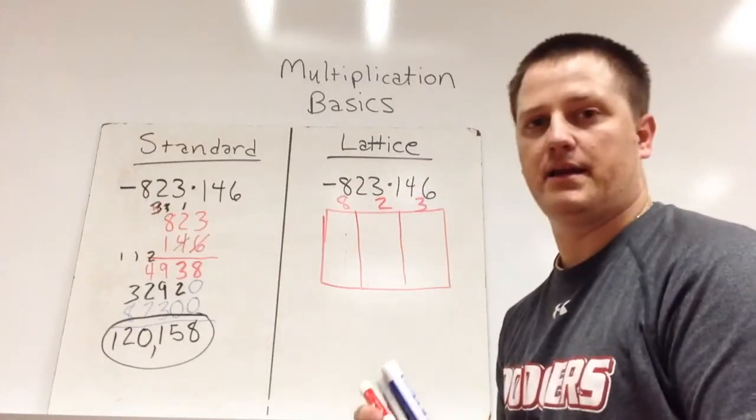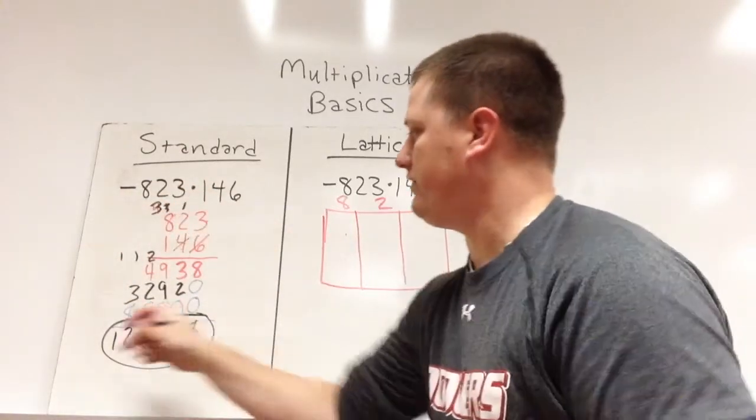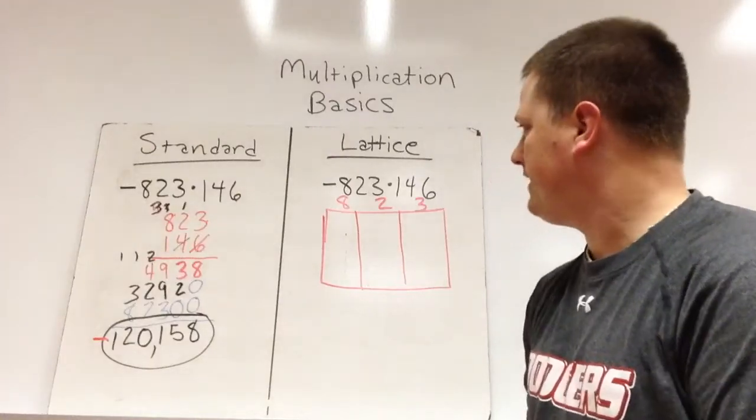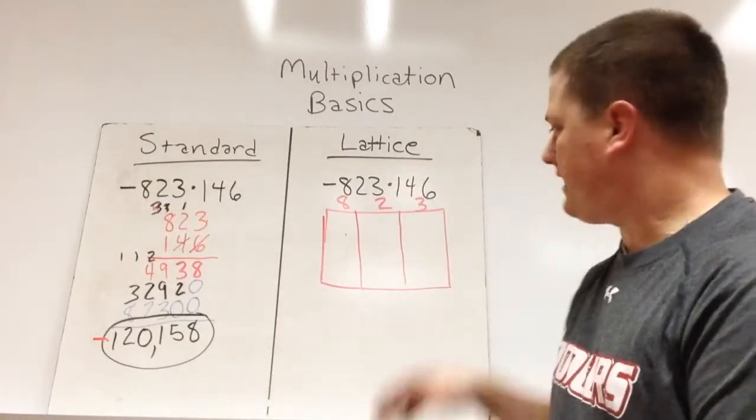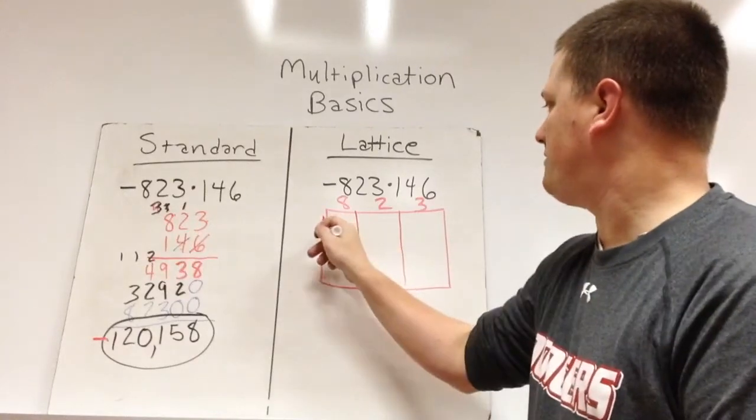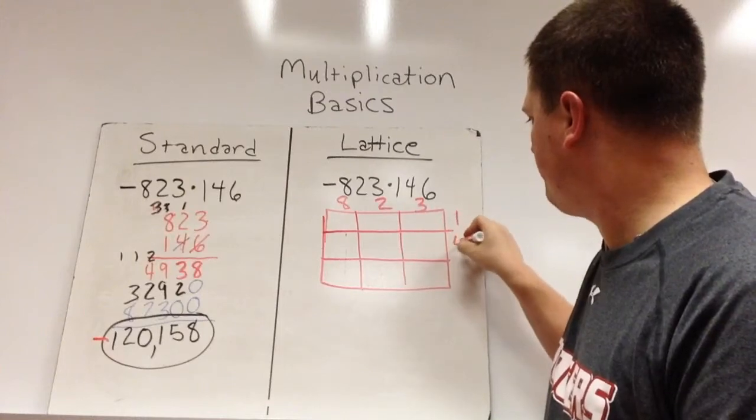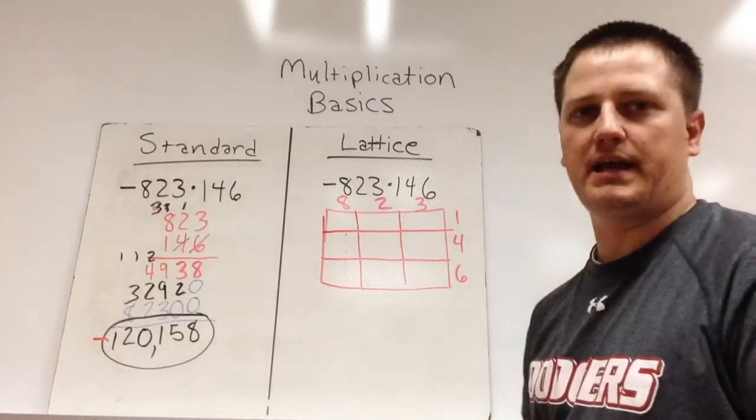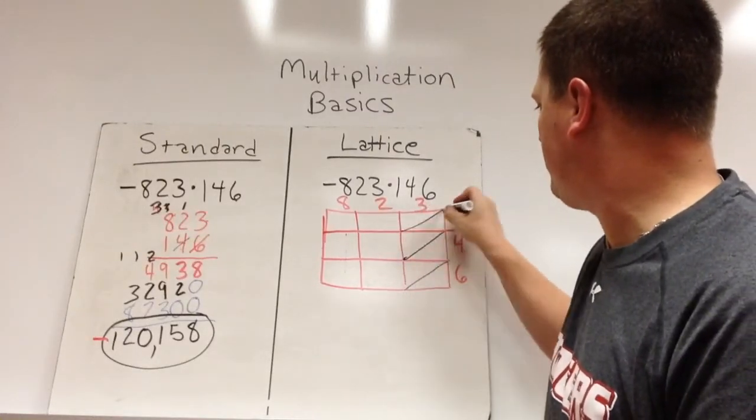Oh, and I need to go back. This was a negative times a positive, so this is a negative answer. Almost forgot that part. Same thing will happen here. 146 goes on the side, so we're going to break that into 3 parts because it has 3 place values, 1, 4, and 6. Then what we do is we cut each one of these boxes in half, connecting it diagonally.